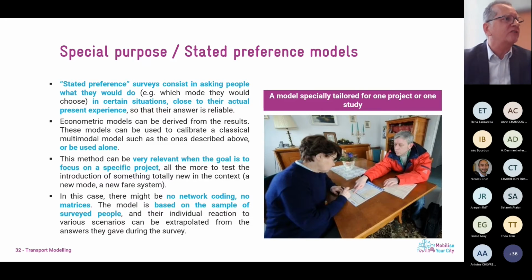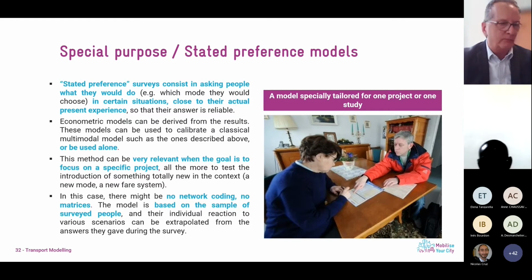And a way to do it is to make stated preference surveys, which consist in asking people what they would do, which mode they would choose, for example, in certain situations, but so that it is reliable. Special techniques are to be used to make sure that you ask people to project themselves in situations close enough to their real experience, so their answer is reliable. And from these surveys, you can derive econometric models that can be used to calibrate a classical multimodal model, or that can be used alone.